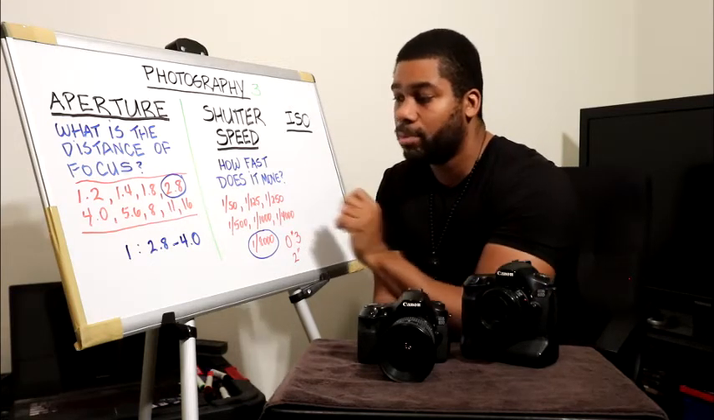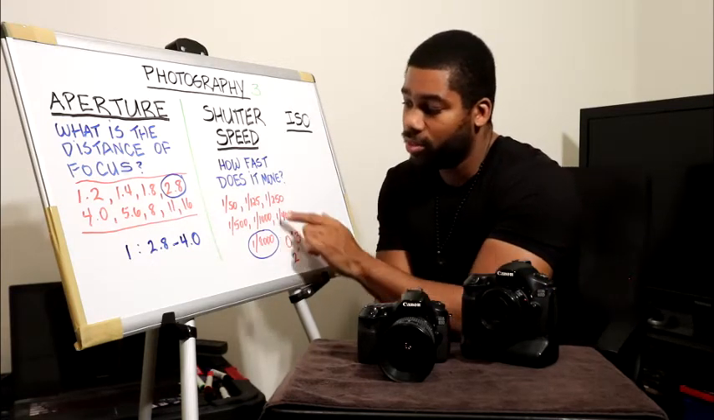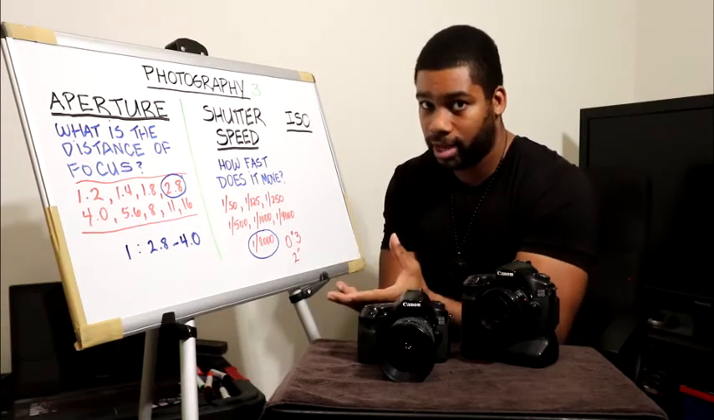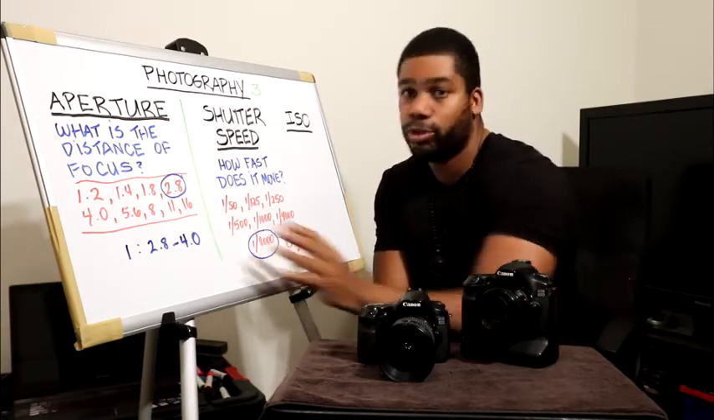Okay? Once we get the proper one, we're going to assess whether this number and that number give me enough light and they freeze the subject. Okay? That's how those two will work together.